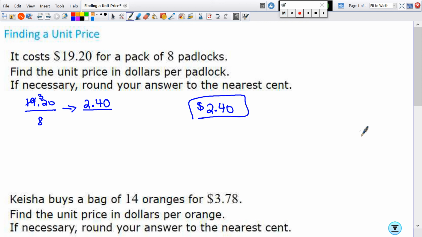Now, if you prefer, you could also just do long division for that. It's totally up to you, but that's just a nice little trick I use whenever I have a decimal and a whole number.